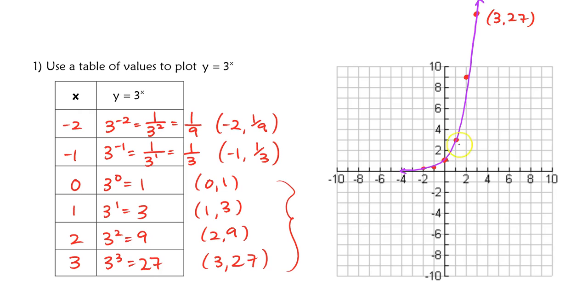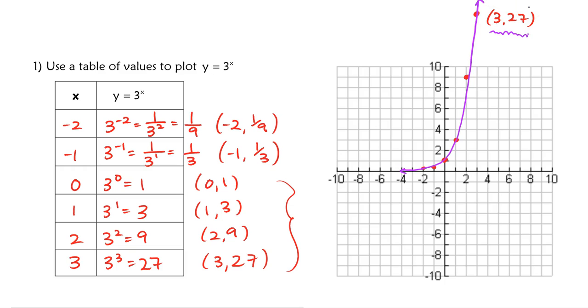Okay, so here you go. I went ahead and plotted the rest of those points, and then I connected those points with a smooth curve. Now notice I do have a point that's off the graph, 3, 27, so obviously we can't graph it exactly where it's supposed to be, but I just kind of estimated and showed that it would be off the graph, and I labeled that point.